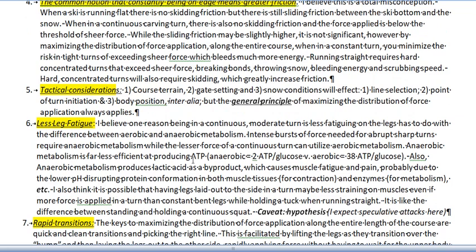All right. So another consideration are tactical considerations. The word tactical is kind of a generic, vague term, but what they're talking about is, some of these considerations are course terrain.